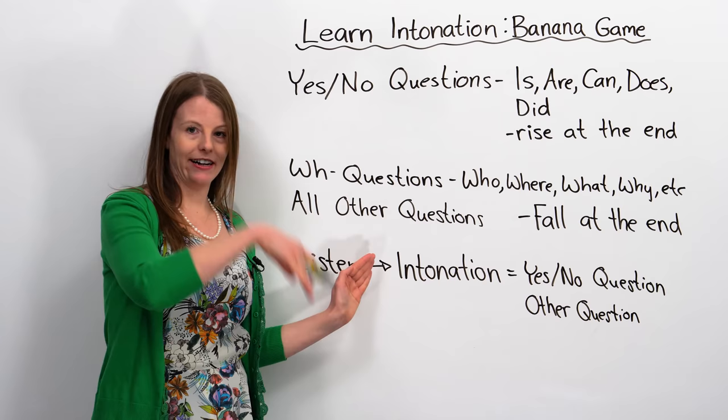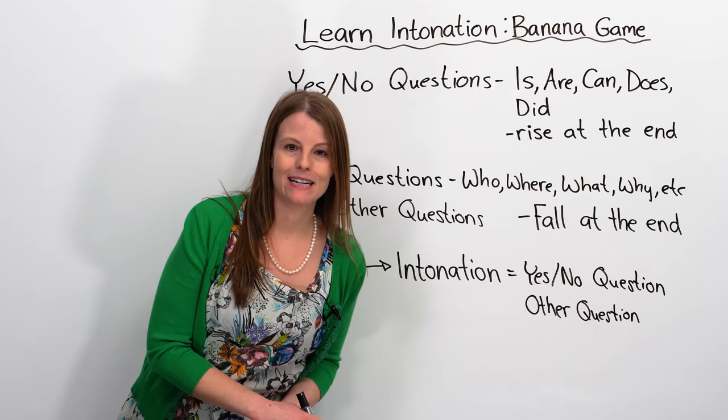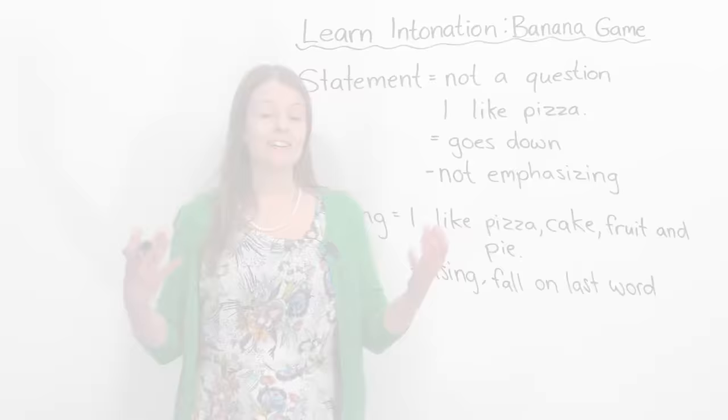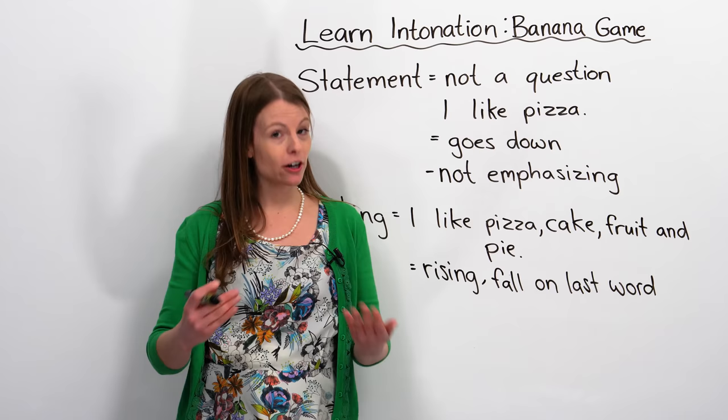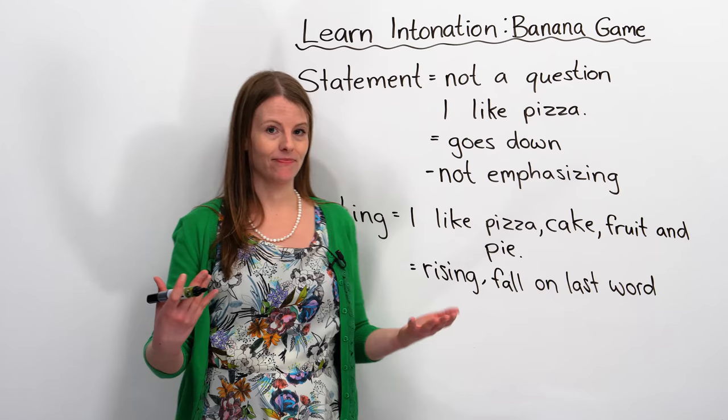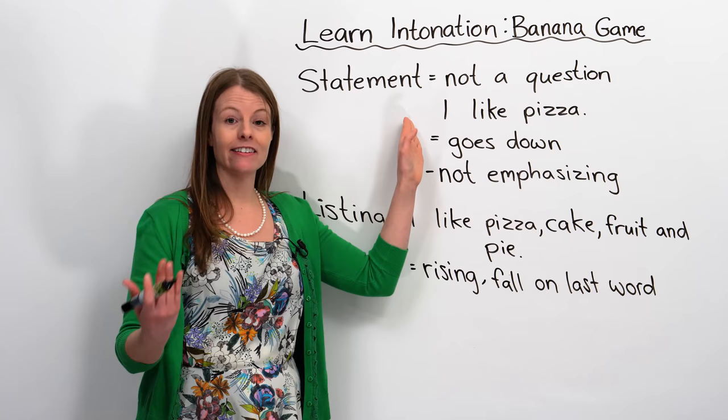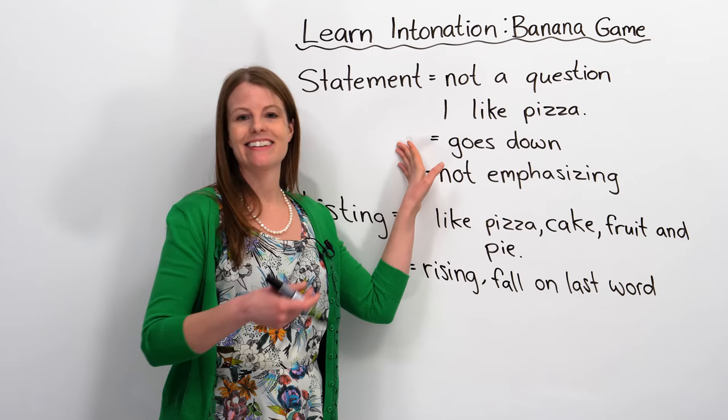So let's look at other ways we can change the meaning of something using our intonation. So we also use intonation when we're making a statement. So what is a statement? Well, it's a sentence that's not a question where you're saying some sort of fact or just giving information. So for example, I like pizza. This is a statement. Notice I'm not saying I like pizza? No, I'm saying I like pizza. So at the end, my voice goes down.